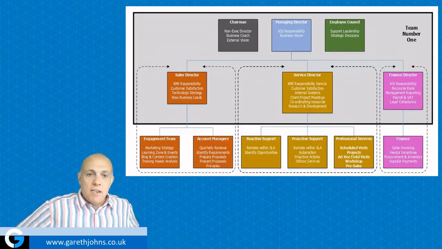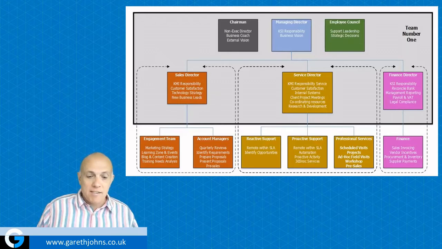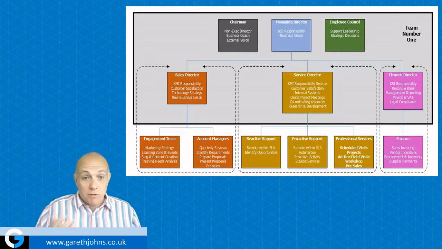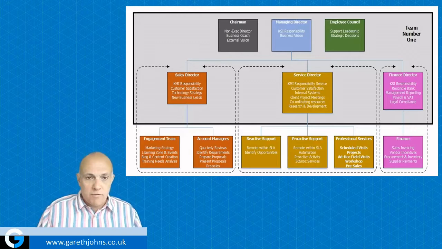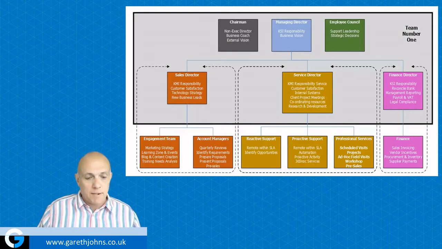This is taken from the drawing that you just saw, a getting work, doing work, getting paid for it model, and now it has some major functions under each of those roles. For example, the account managers have quarterly reviews, and they need to identify customer requirements, prepare proposals, present proposals, and handle pre-sales. Five big things that, if account managers are doing them, they will be doing their job properly.